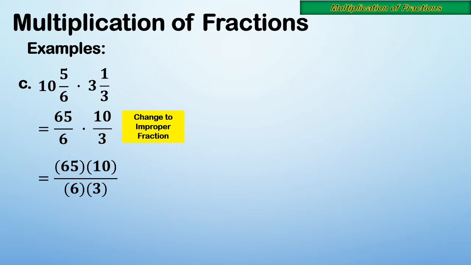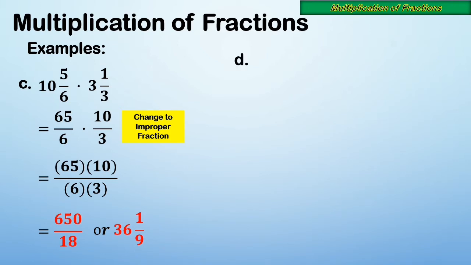Then 65 times 10 is all over 6 times 3. Numerator multiply to numerator, denominator multiply to denominator. You have 650 over 18. Since it is an improper fraction, let's make that into a mixed fraction: 36 and 1 over 9.